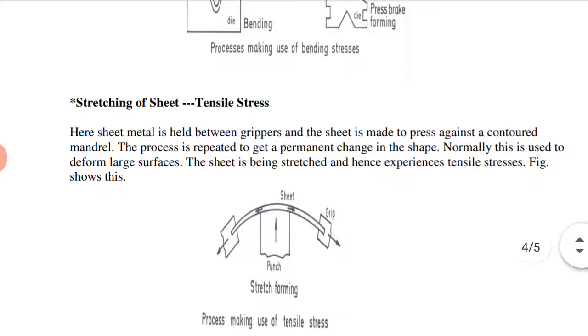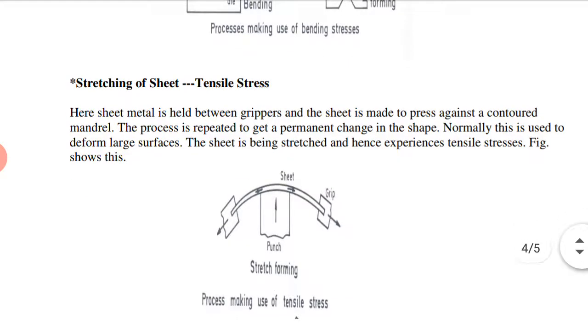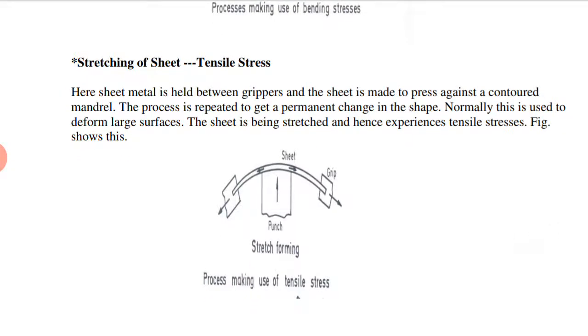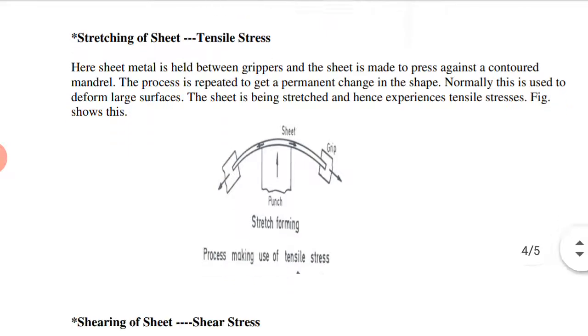Stretching of sheet, tensile stress. Here sheet metal is held between grippers and the sheet is made to press against a contoured mandrel. The process is repeated to get a permanent change in the shape. Normally this is used to deform large surfaces. The sheet is being stretched and hence experiences tensile stresses.